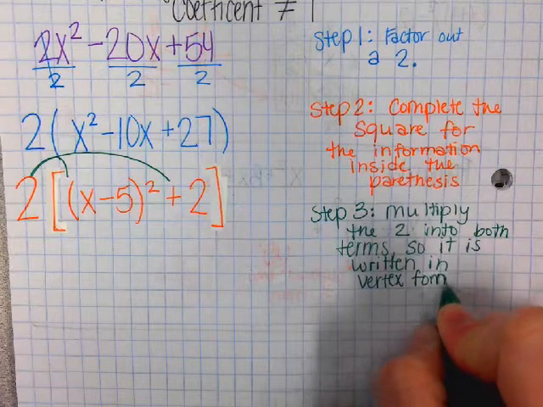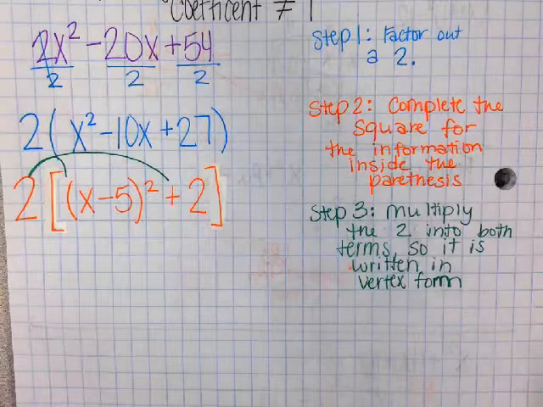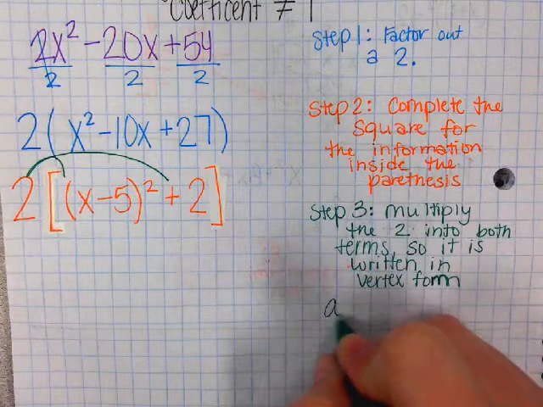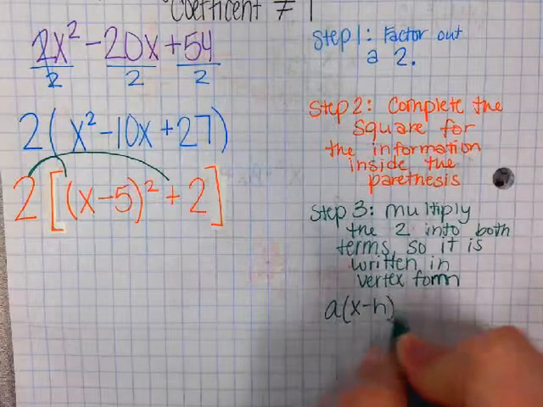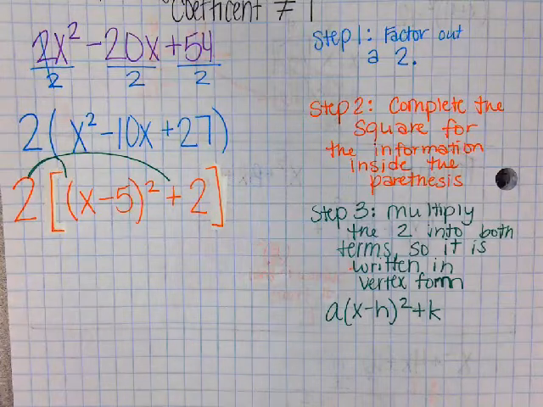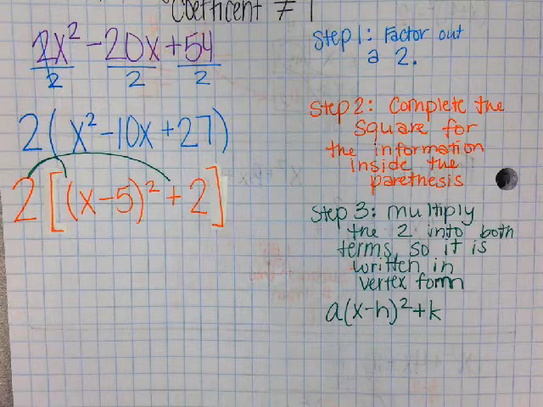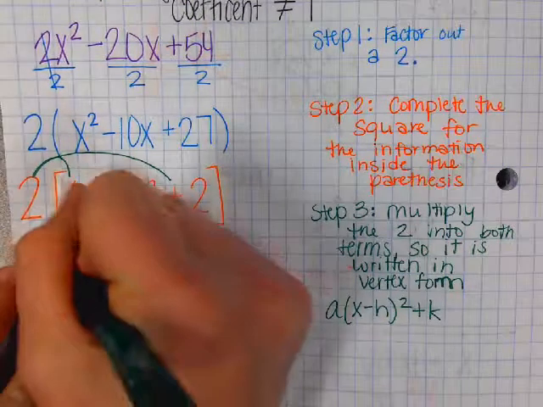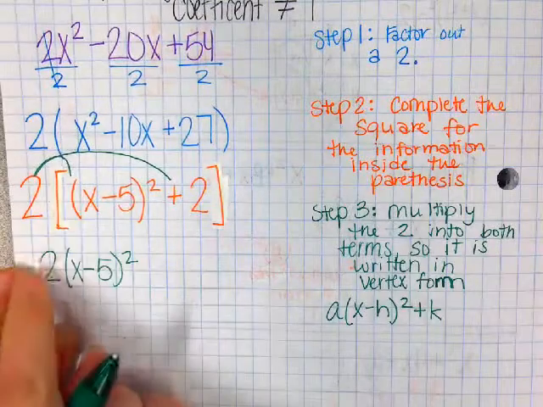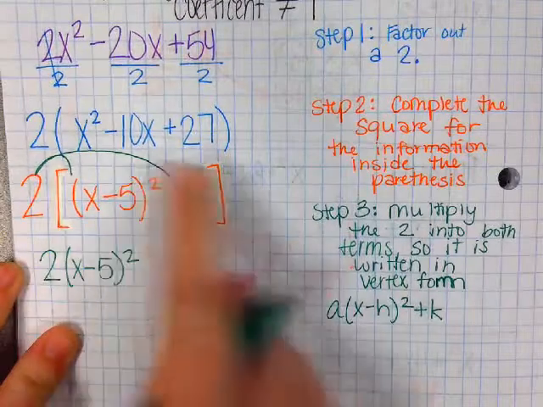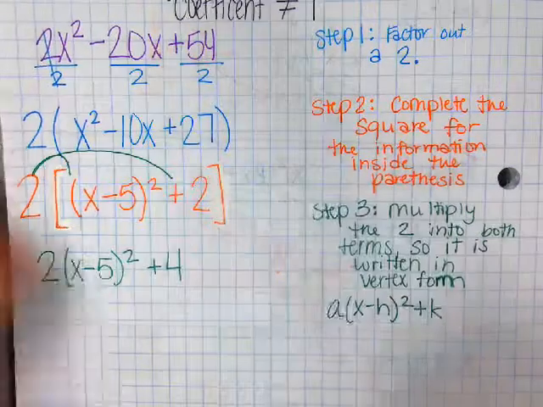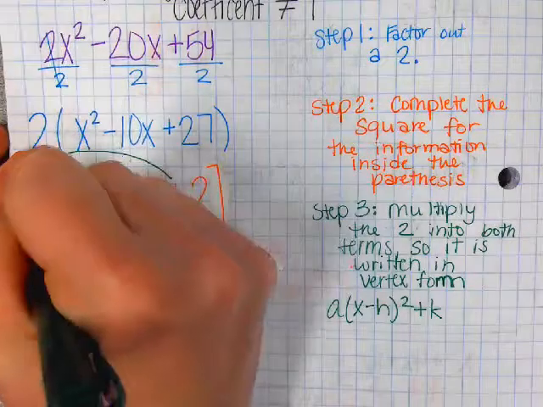And remember, vertex form is a parentheses x minus h squared plus k. So it would be written as 2 parentheses x minus 5 squared, because you're just saying that it's 2 times that parentheses. And then what's 2 times 2? 4. So it'd be plus 4. And that is your answer.